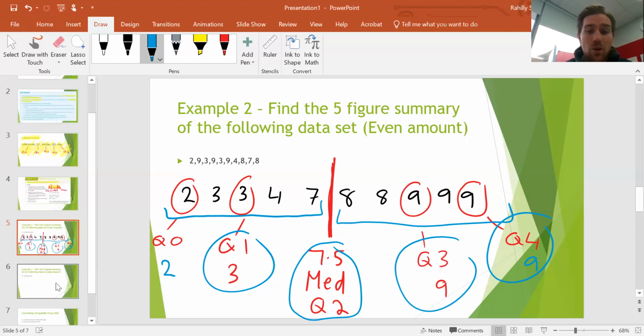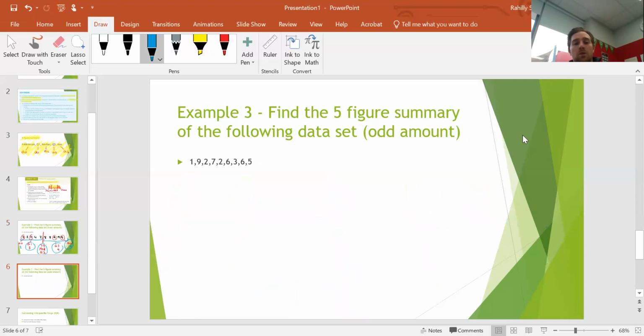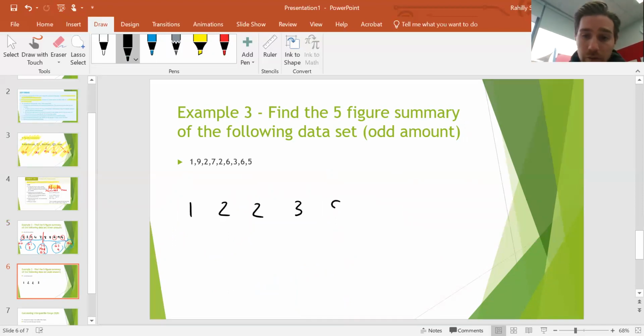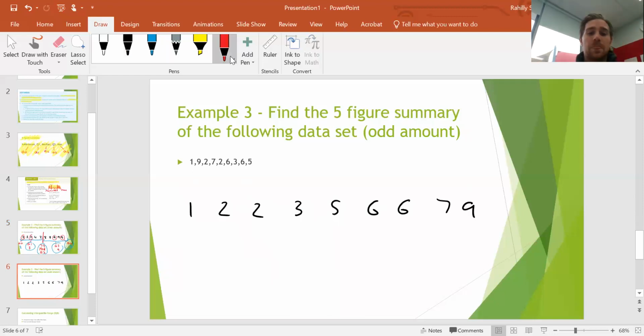Now this is if we have an odd amount. We start again by putting it in order first of all. So we've got 1, 2, 3, 5, 6, 9. Okay, so we have an odd amount: 1, 2, 3, 4, 5, 6, 7, 8, 9.